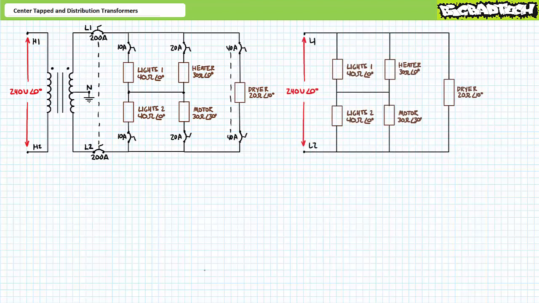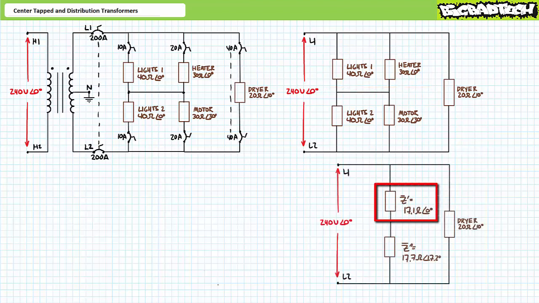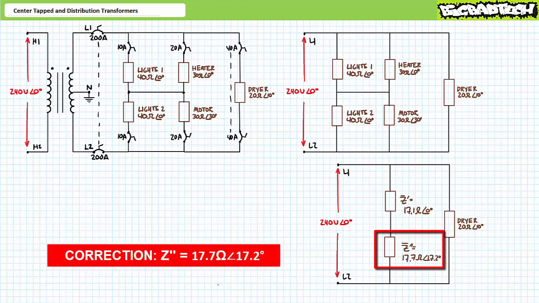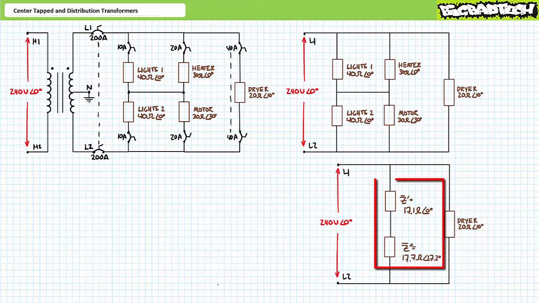A simplified diagram of the secondary, minus the circuit breakers, demonstrates the first lighting load and the heater are now in parallel with one another. Let's call this impedance Z single prime, which is a value of 17.1 ohms at an angle of 0 degrees. Similarly, the second lighting load and the motor are now in parallel with one another. Let's call this impedance Z double prime, which is a value of 15.5 ohms at an angle of 15 degrees. Z single prime and Z double prime are in series with one another across a 240 volt differential.